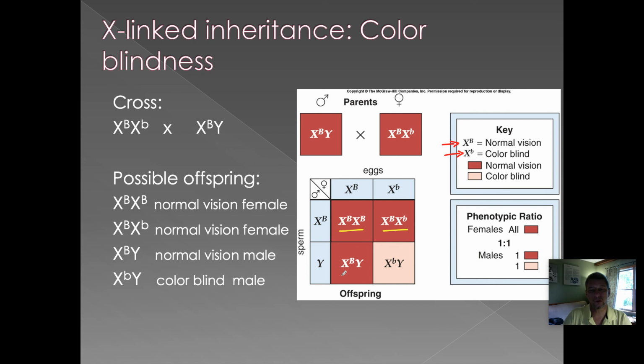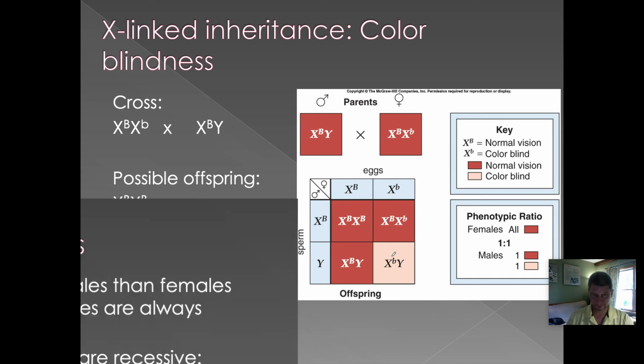Now, the 2 children that receive the Y from dad can either have normal vision if they get the dominant allele from mom, or they can be colorblind if they receive the recessive allele from mom. All right. So notice none of the daughters are colorblind. All of the females have normal color vision. But for the males, the ratio is 50-50. There's a 50-50 chance that the boy children will be colorblind. And this is a fairly typical inheritance pattern for color blindness.